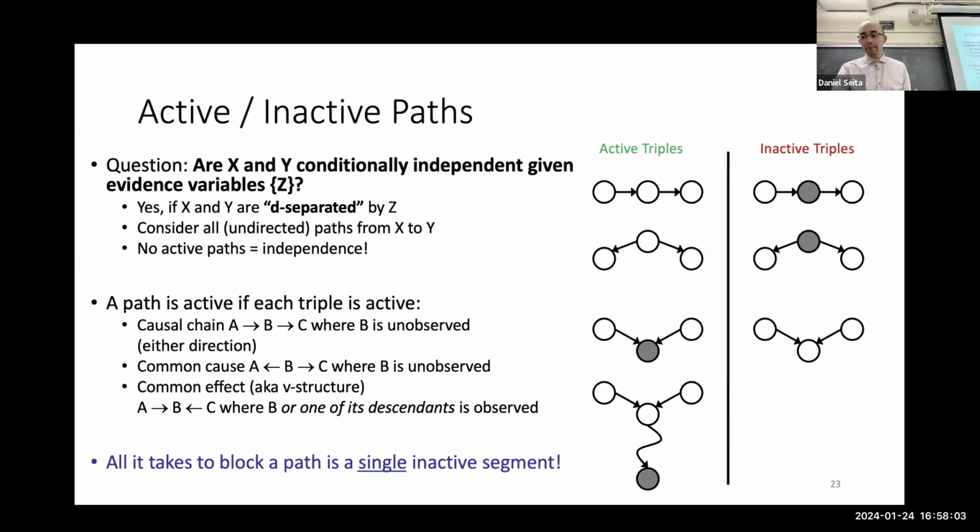If the question is, are X and Y conditionally independent given evidence variable Z, then the answer is yes if X and Y are d-separated by Z. The way to think about this is to consider all the paths, undirected. Don't worry about the direction of the arrow. Just think of any undirected path from X to Y. If there's no active path between them, then they're guaranteed to be independent.